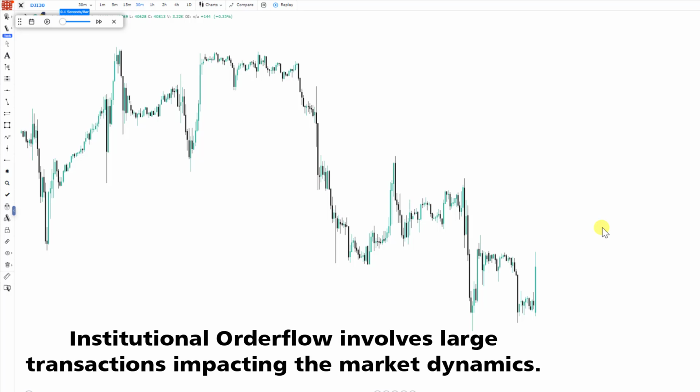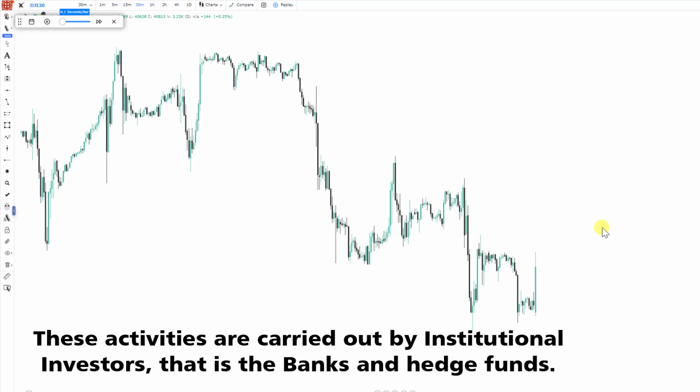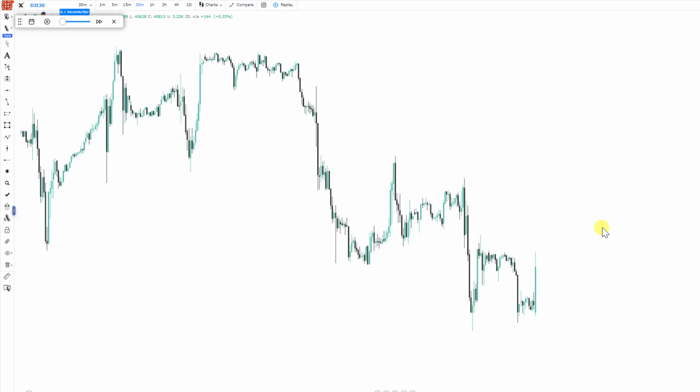Now, institutional order flow involves large transactions impacting the market dynamics. These large transactions influence the market trends, price movements, and liquidity. These activities are carried out by institutional investors, that is the banks and hedge funds. When you adapt to trading the clean flow of the institutions by combining it with key liquidity areas and having a set of rules by setting specific profit targets, this will help you find consistency before the end of this year. Institutional order flow involves large transactions in the market.